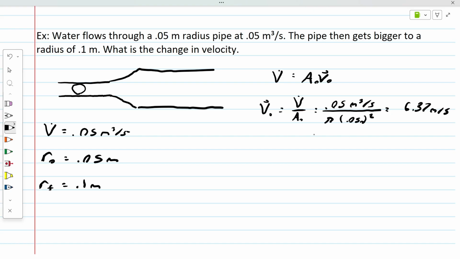Now to find our final velocity, we can do this exact same thing, and then we can use the other equation. I'll do this exact same thing actually, and then show that the other equation works. And it works because we have this constant flow rate.